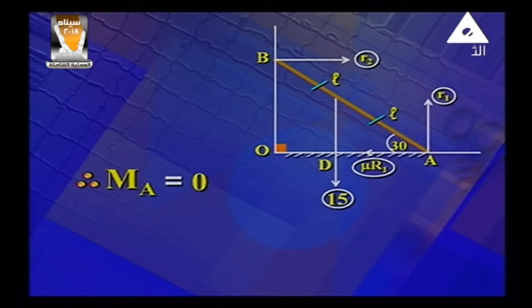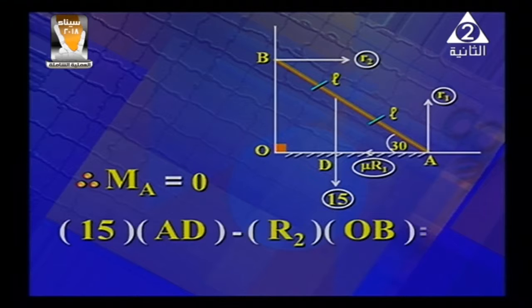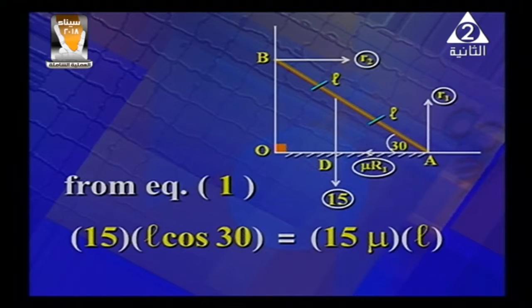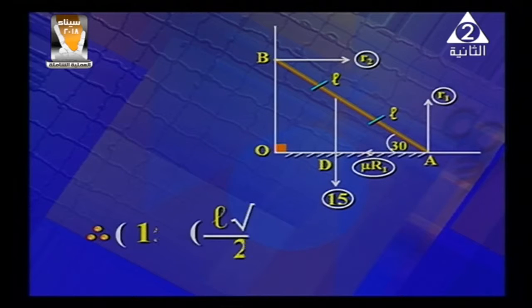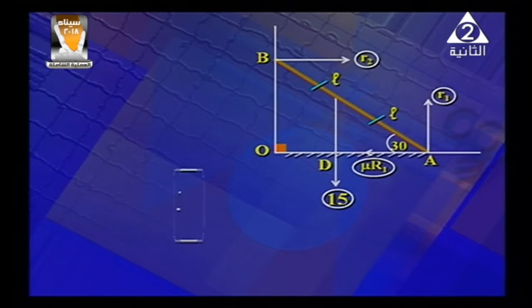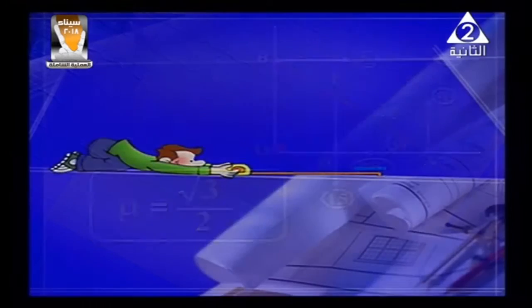Moment at A equals 0, we find the moment at A. What is the force? 15 times AD, with the opposite sign, negative R2 times OB. What is the length of AD? What is the length of OB, dear student? From equation 1, we find 15 times L cosine 30 equals 15 mu times L. By substitution, 15 times L root 3 over 2 equals 15 mu L. Then what is mu? Mu equals root 3 over 2.